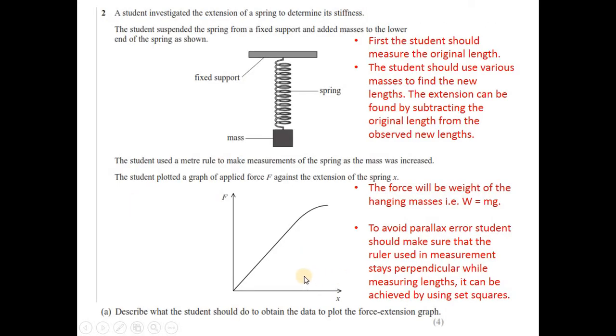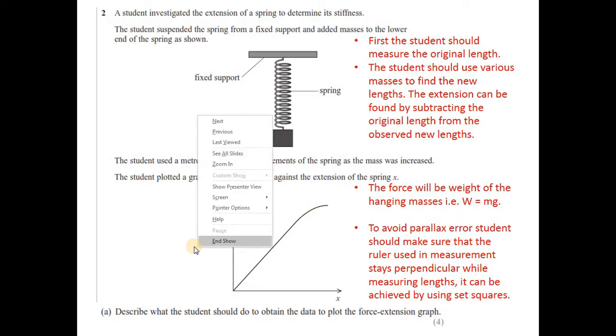Explain how you would use the graph to determine the stiffness of the spring. Of course, stiffness from a force extension graph is the gradient of the linear region. If you go back, you see you have a force extension graph, a straight line, but you have a curve later on after some particular value of F. So you need to calculate the gradient of this linear region, which gives you the stiffness of the spring.